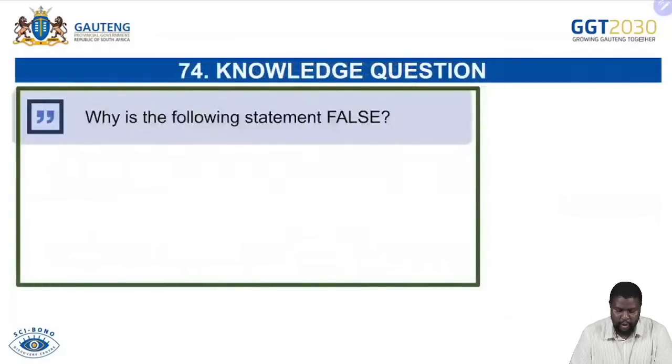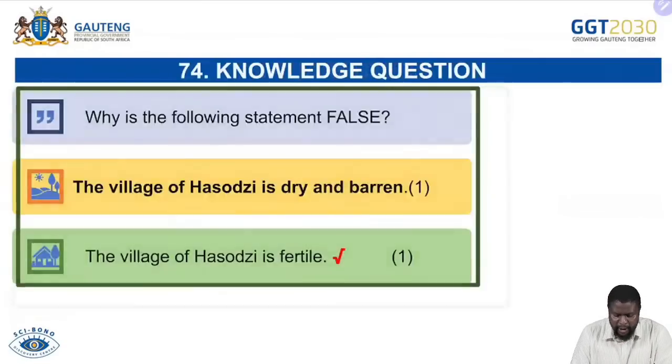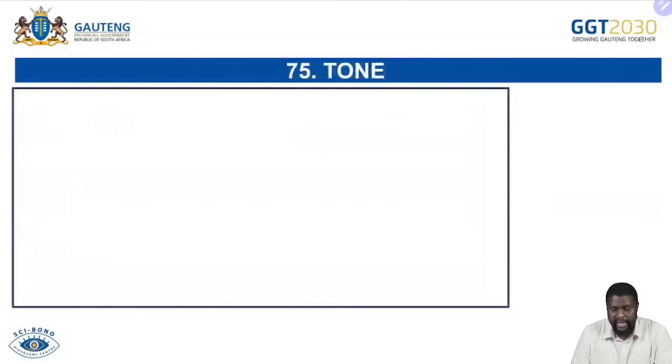Why is the statement false? The village of Hasotsi is dry and barren. That is not true. Why? Because it is fertile. If you look at the word fertile there, it's an opposite for what? Dry and barren. So give what? Give evidence to prove that the statement is false. It is not barren. It is not dry. It is fertile. You can't say, no, the land is not dry and it's not barren. That's just a negative statement.